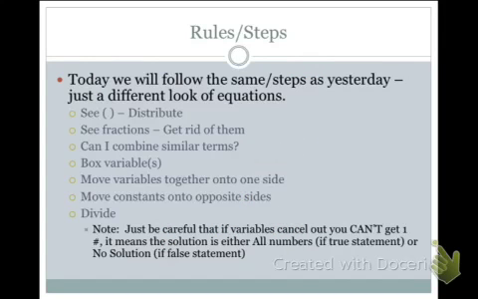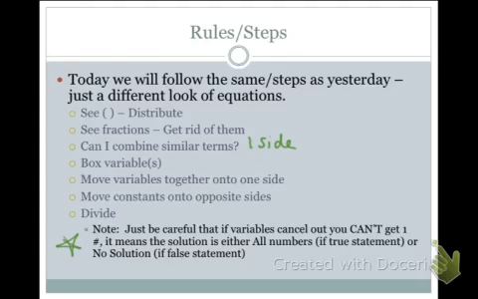So the rules and the steps that we talked about yesterday are still the same even for today. Same to everything. If you see parentheses, you distribute. If you see fractions, get rid of them. Can I combine similar terms? Again, remember on one side only that we're looking here. Box your variable terms. Move your variables together onto one side through addition or subtraction moves. Move constants together on the opposite side through addition or subtraction moves. And then once you have your variable term on one side, numerical term on the other, you divide by the coefficient attached to the x.